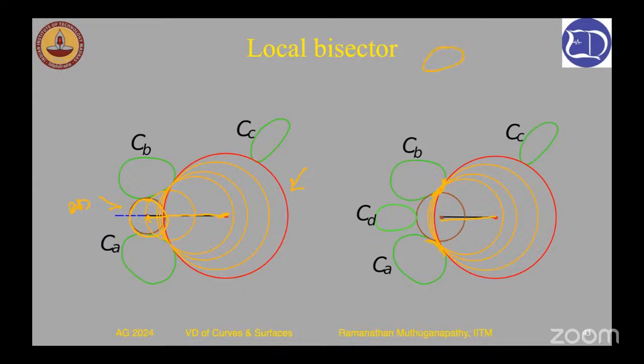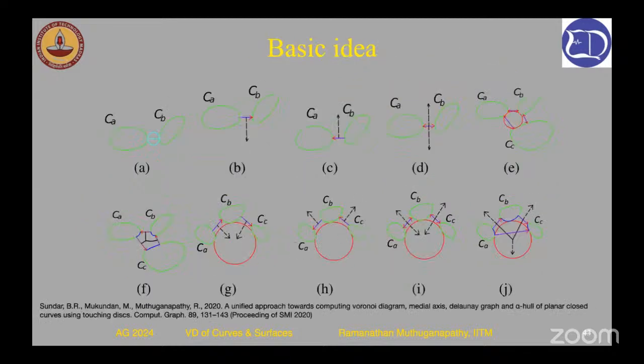Unlike the entire bisector, where you can see the complexity was very high with so many segments, I'm only going to compute a very small portion of the bisector between these two curves. This is the idea that we developed recently, and we call it the touching disk method. First, I'll give a run-through of the algorithm, not in great detail, but in a somewhat faster fashion.